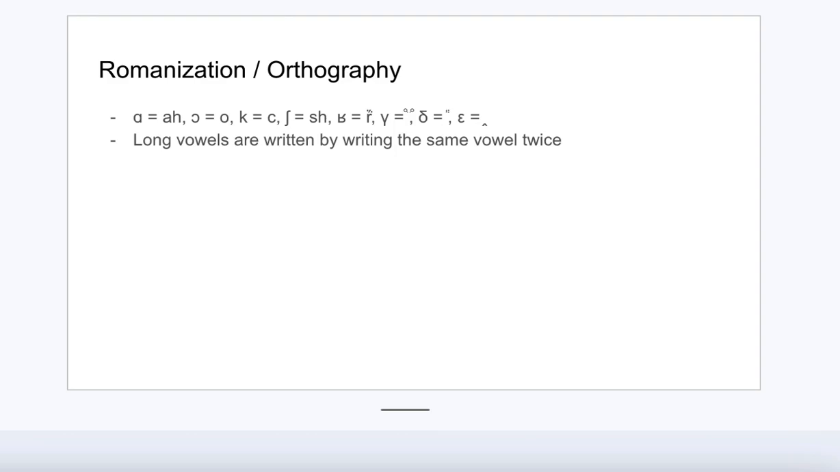Romanization slash orthography. So, A is as A, O is as O, K is as C, Sh is as SH, R is written with a tiny little Hebrew accent. Gamma is written as this other little Hebrew accent. Delta is written as this really tiny looking accent, which is two dots and a line. And epsilon is the beneath circumflex. Long vowels are written by writing the same vowel twice. Although, I sometimes forget this, so, yeah.